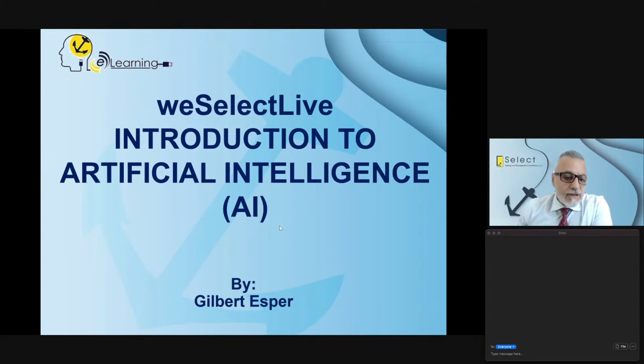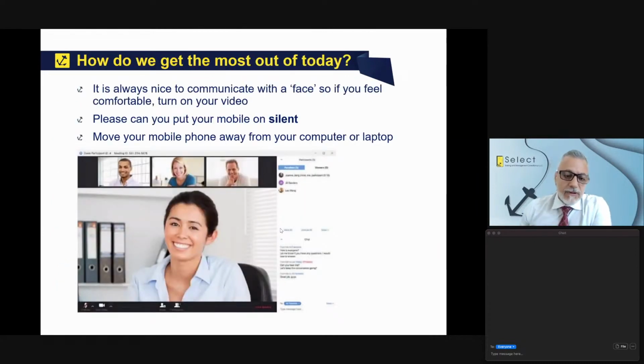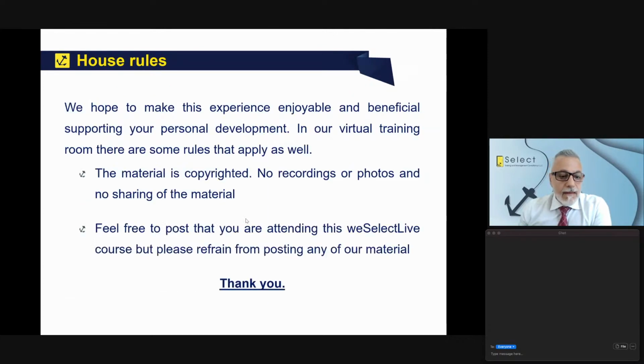But before we start, let's look at some rules. We need some interaction. There will be some small quizzes. You can use the chat box or you can use the microphone. Which one do you feel more comfortable? And the materials are copyrighted, so no recordings or photos or sharing of the materials. However, this training will be recorded, so you can watch it again on the social media of Select.